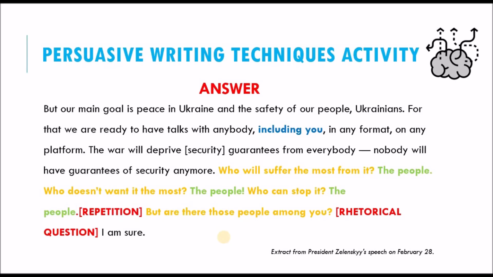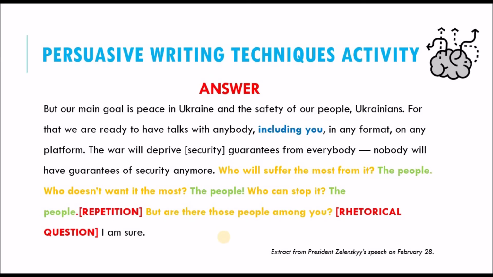So we saw four rhetorical questions being asked here. Who will suffer the most? Who doesn't want it the most? Who can stop it? But are there those people among you? So those are the rhetorical questions. We also saw repetition. The repetition of "the people," placing emphasis on only the people can stop this. Only the people, if they rise up, can stop it. So we saw two devices in this short extract.